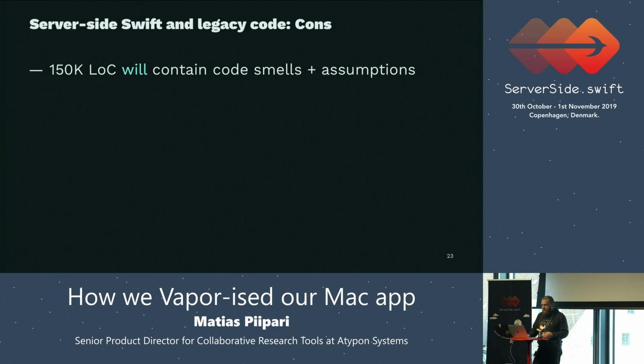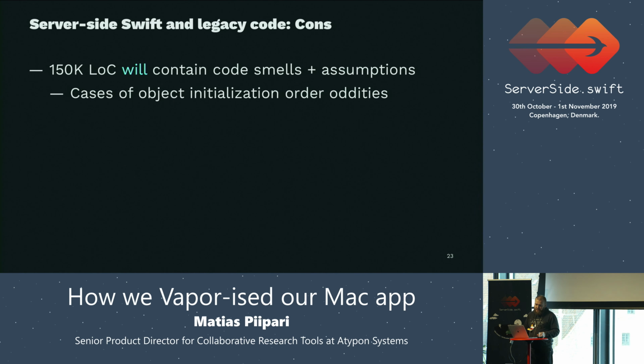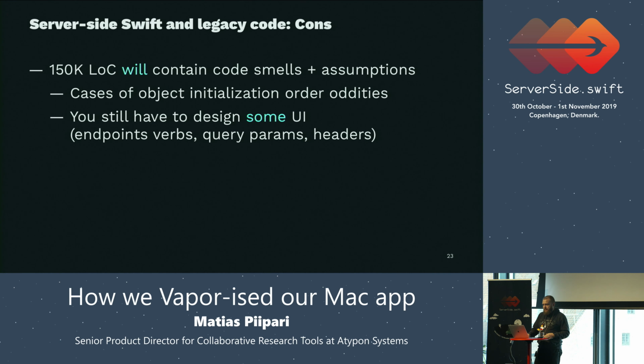Now, the cons are really, like I said, alluded to before: it's not so much about Swift or Vapor in this project. It's the fact that it's a legacy code base. 150,000 lines of code will contain some code smells, and it will have assumptions that you didn't really keep in mind in the beginning. So, for example, some of the ugly cases of startup initialization order issues in some part of the code base, or perhaps the difference if you're driving some of the logic from a UI rather than from a command line tool or a server-side endpoint, those will hit you.